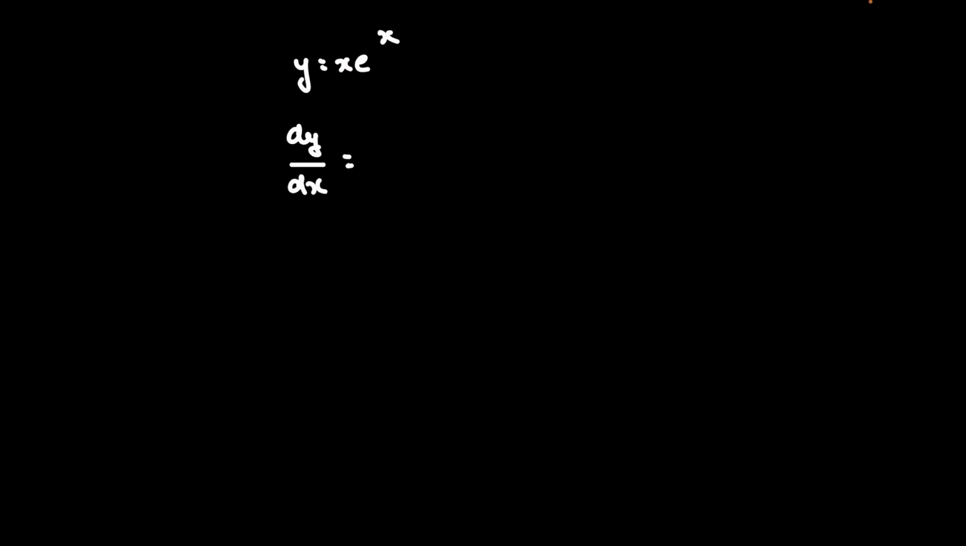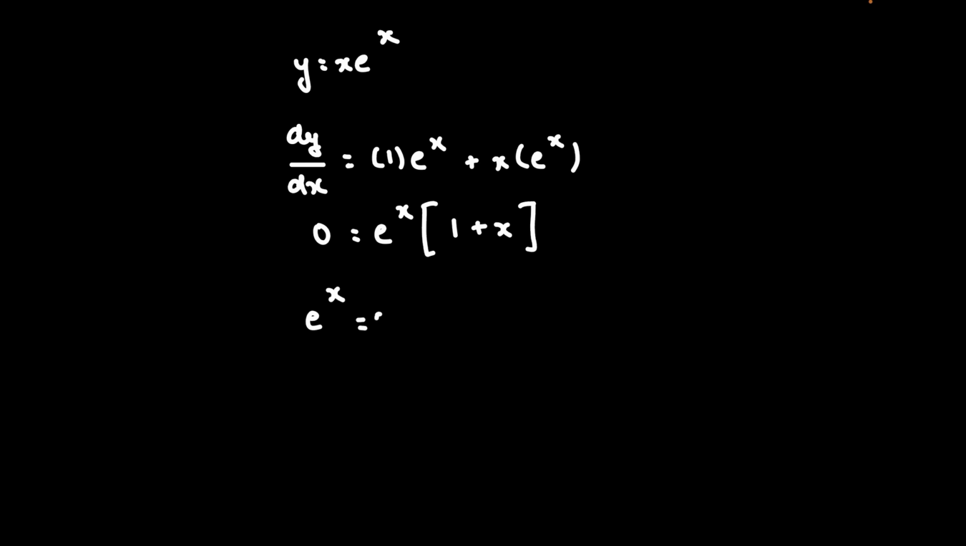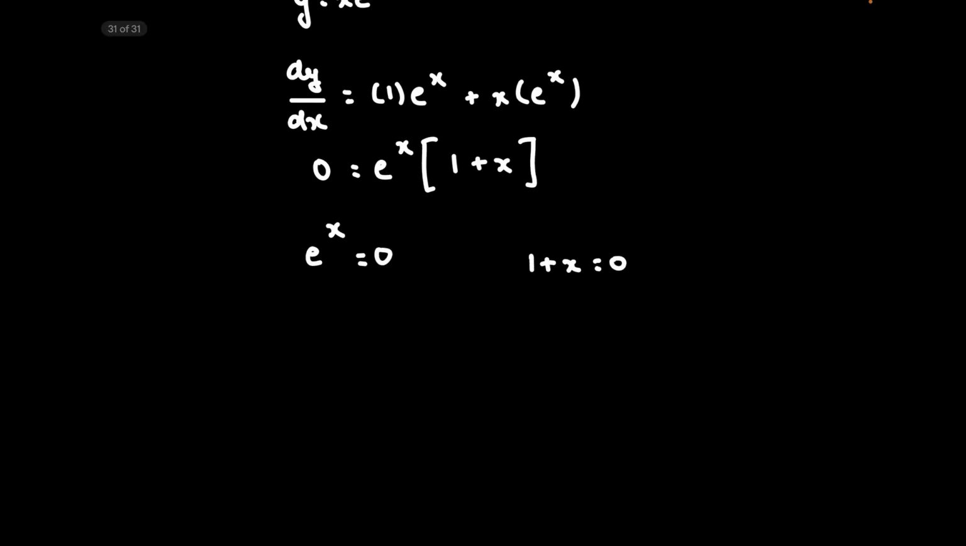How to use the product rule: we can differentiate the first function and keep the second, and then we can keep the first function and differentiate the second. So this would simply factor into e to the power of x times by 1 plus x. And because we're trying to work out stationary points, let this equal 0. So we want to solve when does e to the power of x equal 0 and when does 1 plus x equal 0.